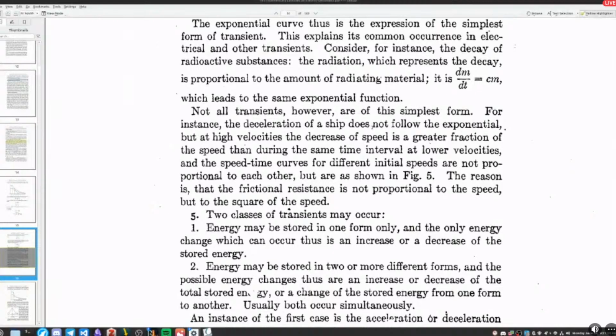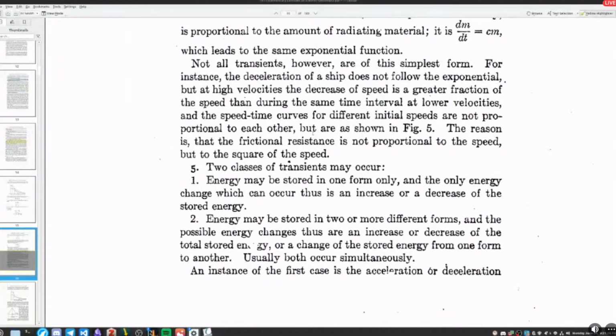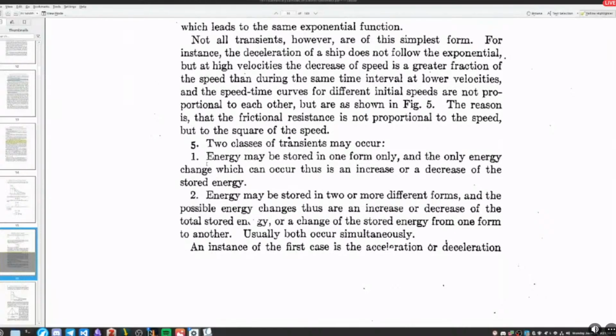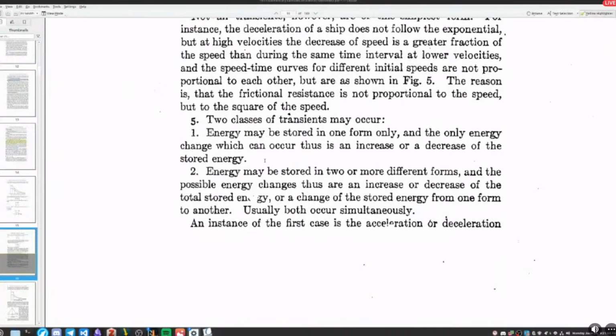And the speed time curves for different initial speeds are not proportional to each other, but are shown in Figure 5. The reason is that the frictional resistance is not proportional to the speed, but to the square of the speed. Two classes of transients may occur. Energy may be stored in one form only, and the only energy change which can occur, thus, is an increase or decrease of the stored energy.